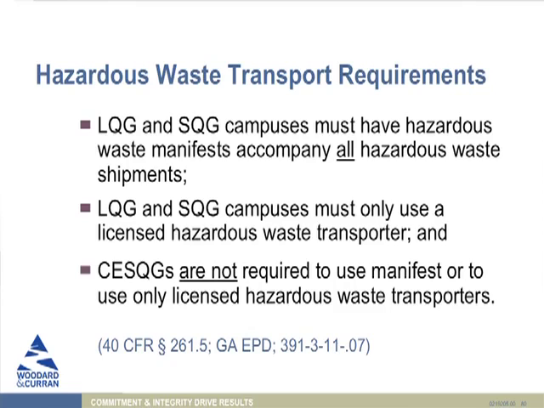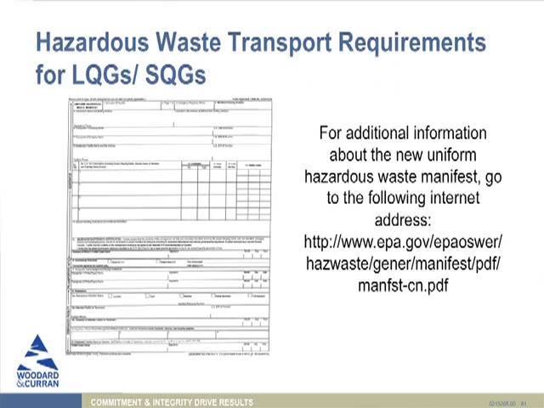But if you are a small or large quantity generator, you must use a manifest and you must use a licensed waste transporter. This is a quick example of what a manifest looks like. There used to be one for every single state. About 2 years ago, the EPA adopted one uniform standard. This is just another place where you can get some additional information on that. At this point, they've been in use long enough that hopefully everybody in this room and everywhere else is using only the new uniform hazardous waste manifests.